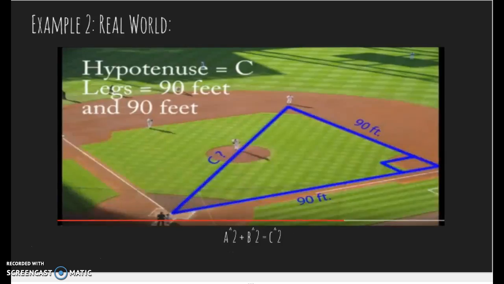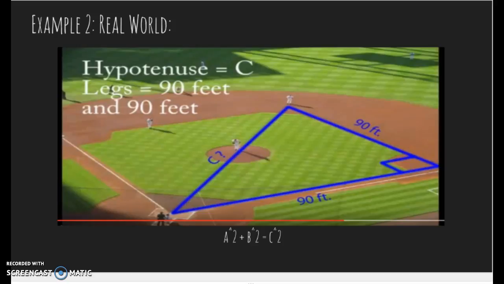If I take a look at it in real life, if you take a look at a baseball diamond, the distance from base to base, home to first, first to second, second to third, and third to fourth, is 90 feet each time. If I want to determine what is the direct distance from second base to home plate, that gives me the hypotenuse of a right triangle.